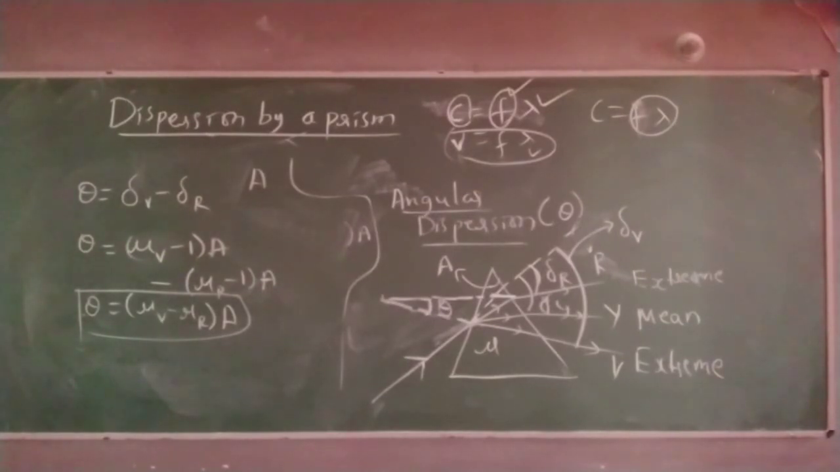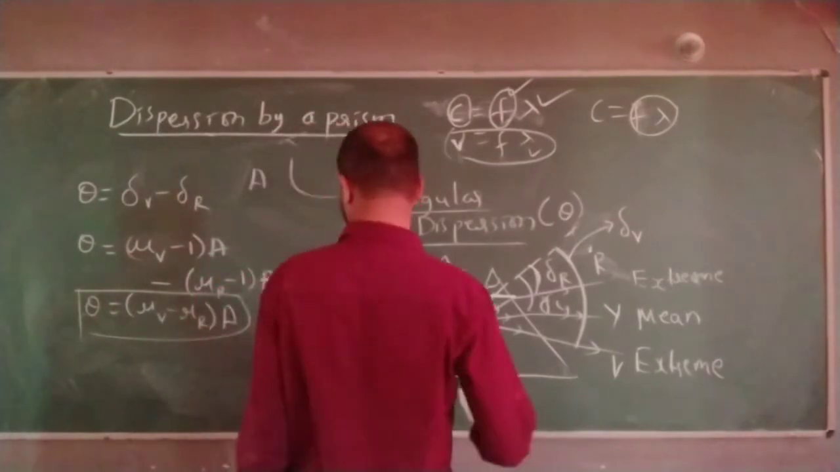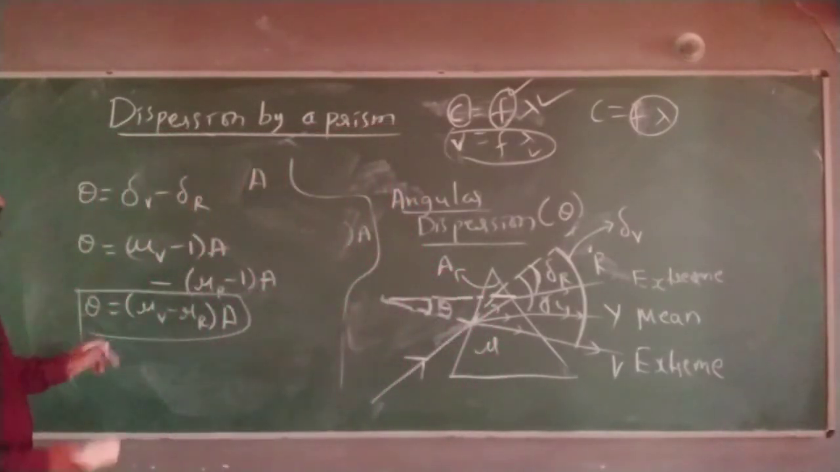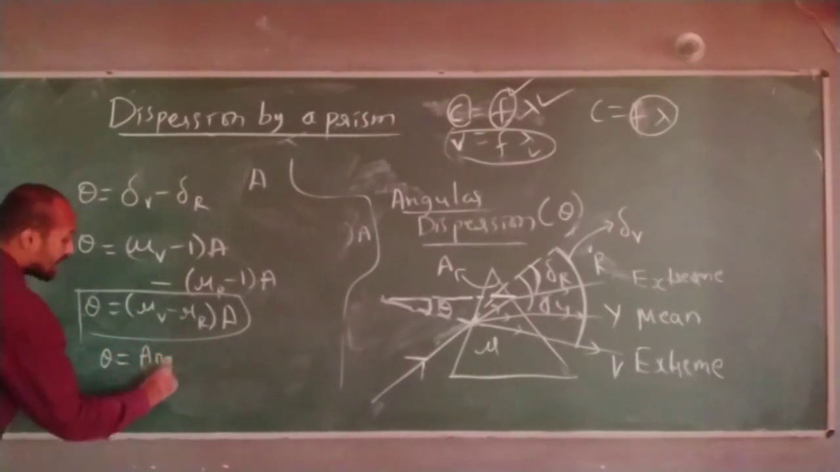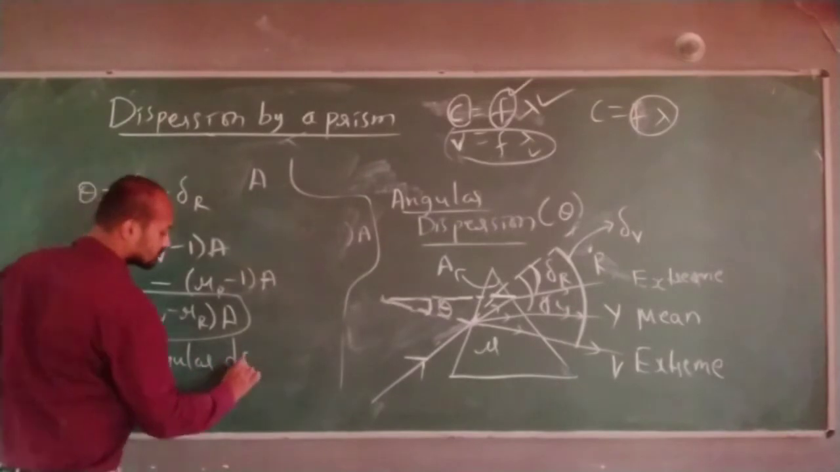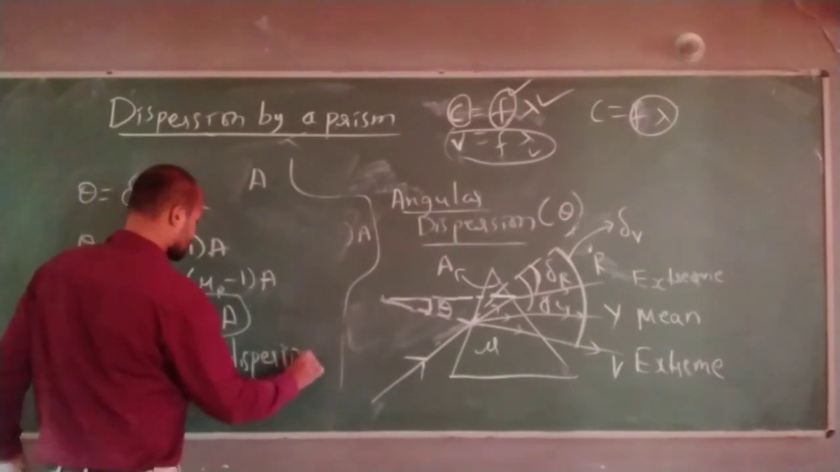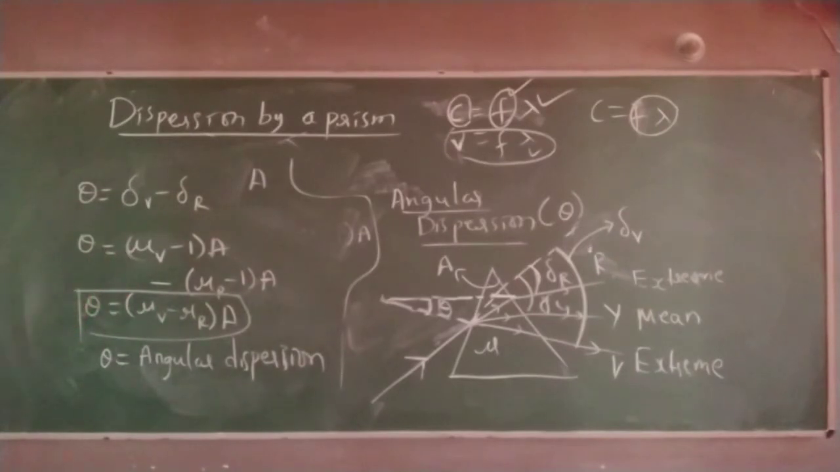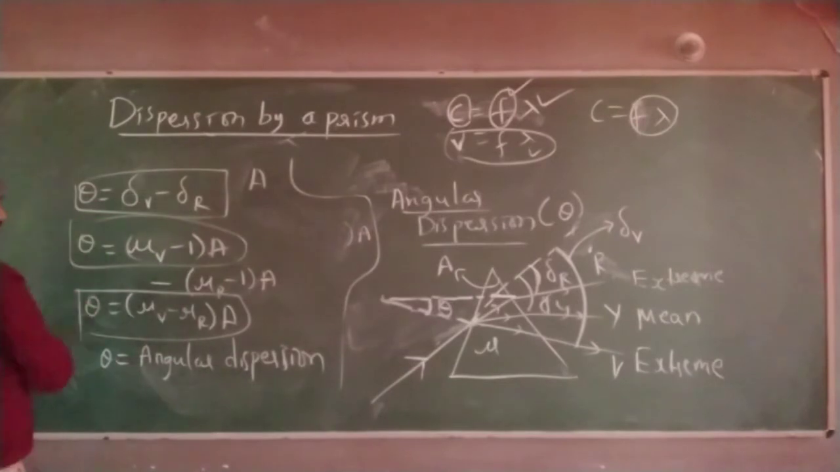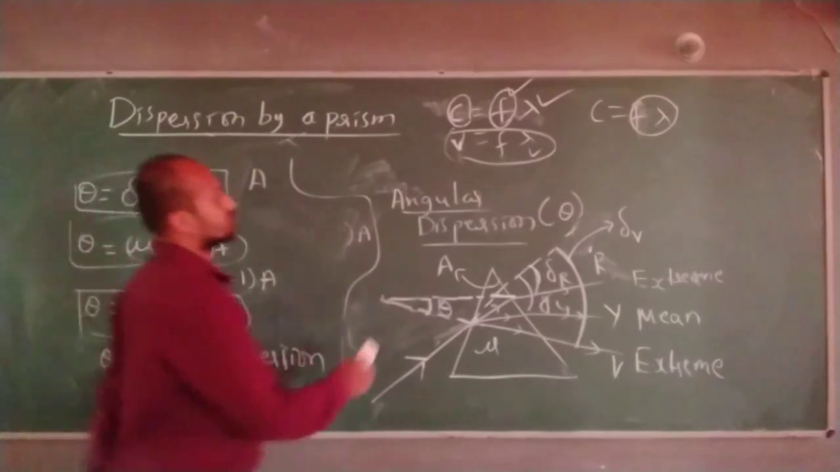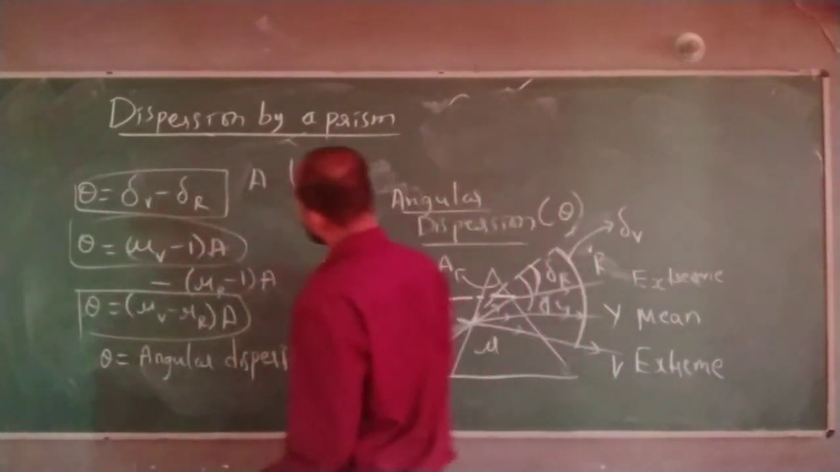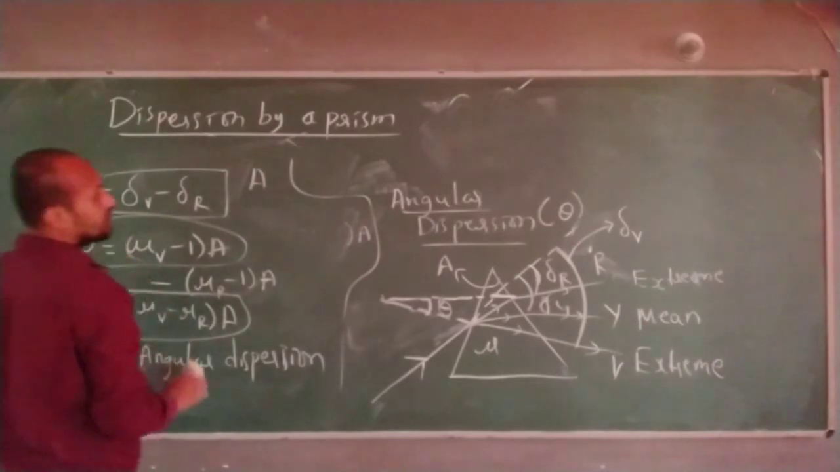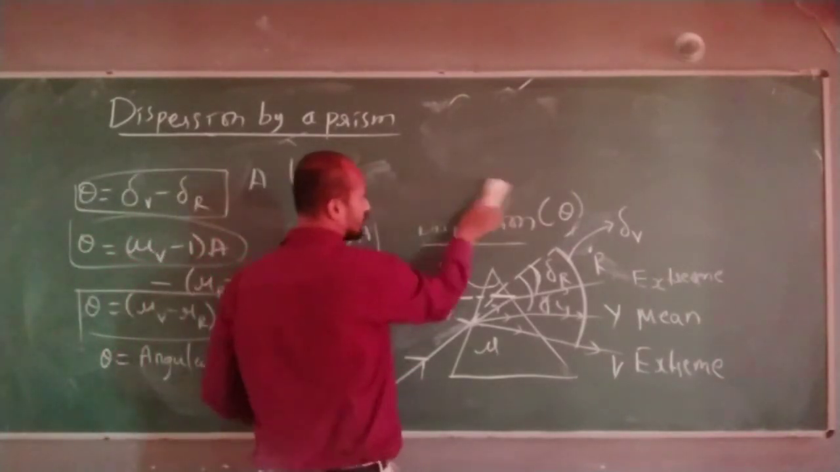Then another word we have. This is angular dispersion, I have written that. Correct now? Where theta is the total angular dispersion, dou v minus dou r. This statement you remember. Next, I am going to rub this. Here only I will rub this. Another word we have, what is that? Dispersive power.